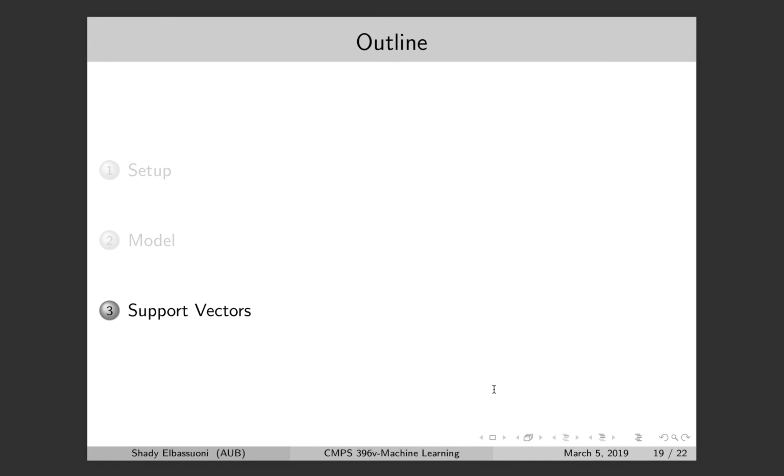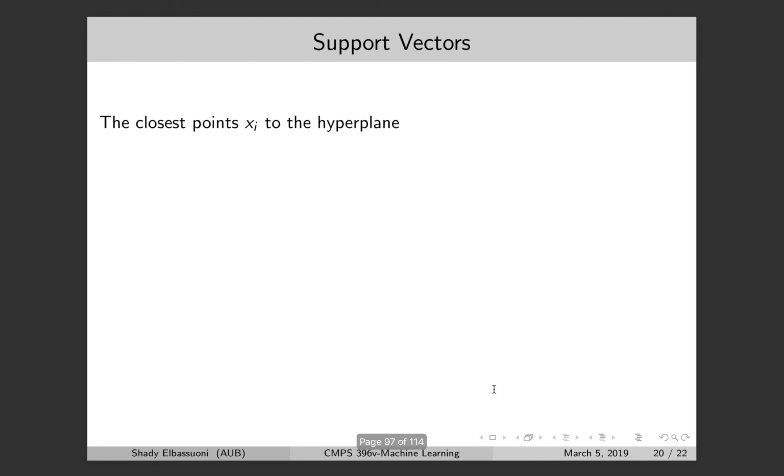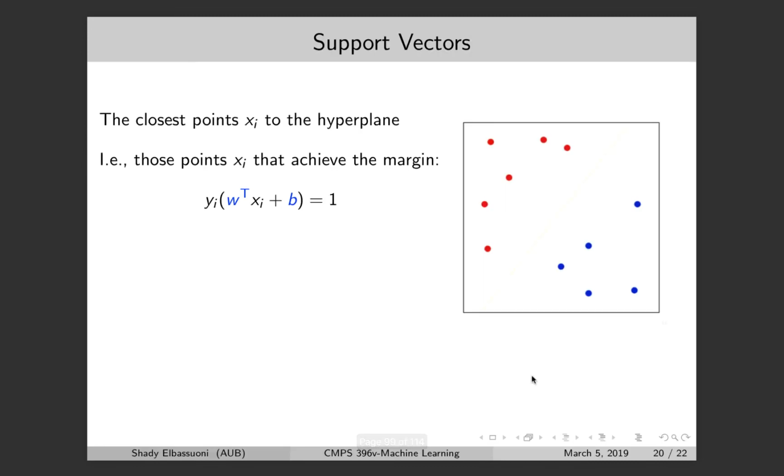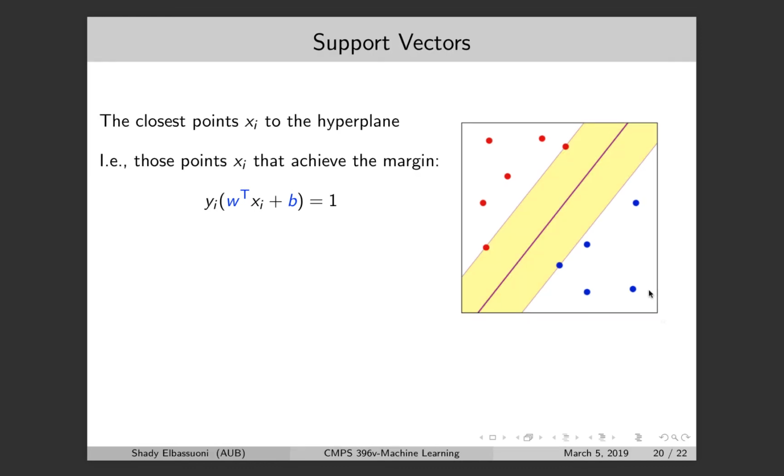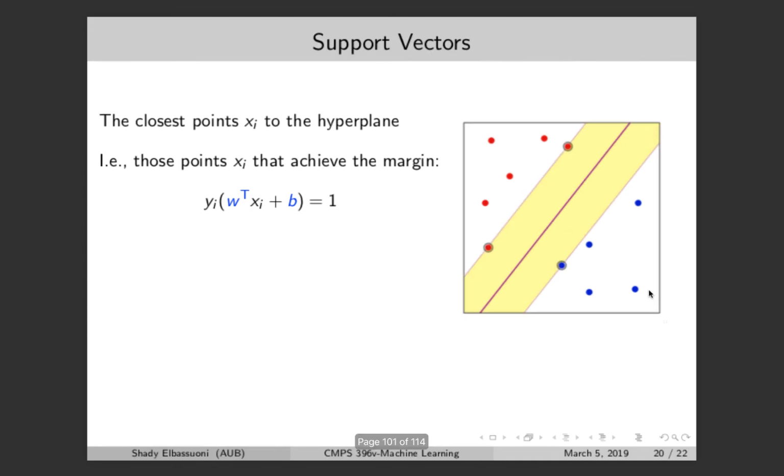Let's talk about support vectors. Very important. So what are support vectors? These are the closest points xi to the hyperplane in the training set. These are the points that achieve the margin, basically that yi w transpose xi plus b is equal to 1. So if I have this training set, the points on the margin are going to be the support vectors. I'm going to circle them. And these are the support vectors.